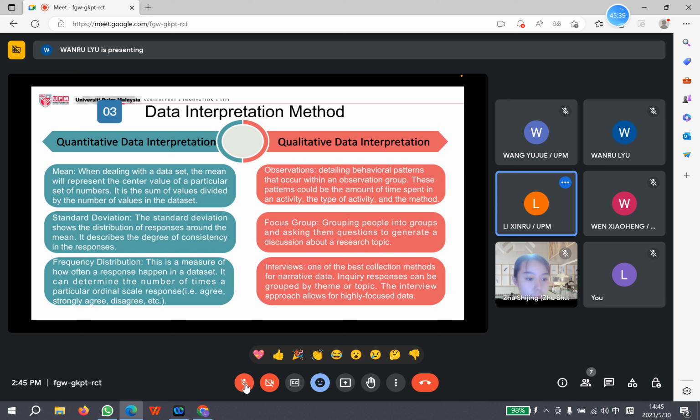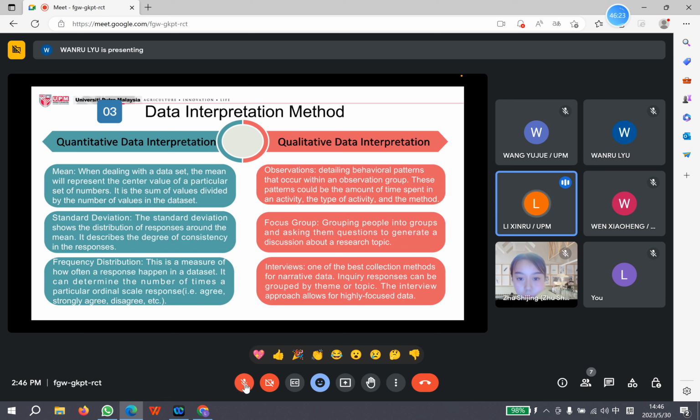The next one is standard deviation. The standard deviation shows the distribution of responses around the mean. It describes the degree of consensus in the responses. The last is frequency distribution. This is a measure of how often a response happens in a data set. It can determine the number of times a particular ordinal scale response occurs.